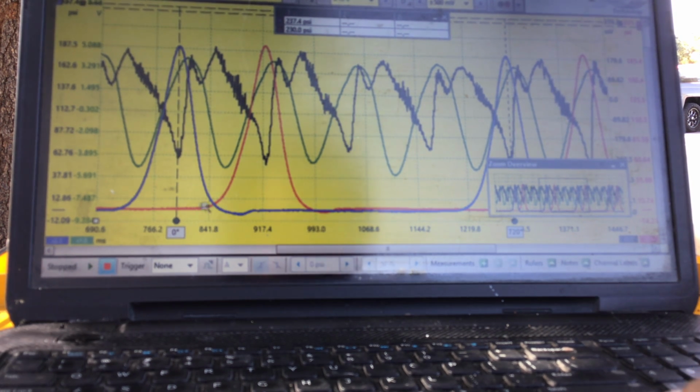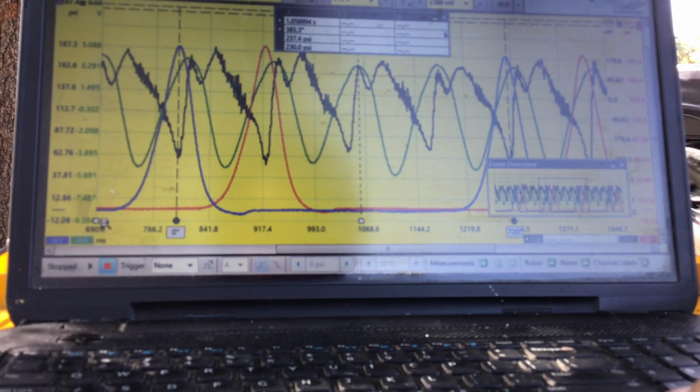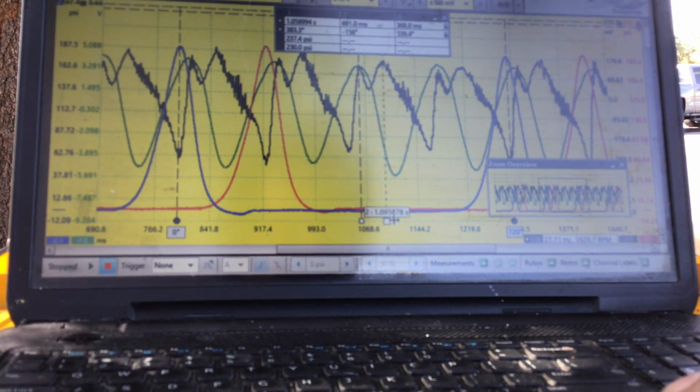So we're looking at 720 crank degrees, and I'm going to measure the overlap for cylinder 1, because that's the cylinder we're going to be concentrating on. That would be about right here. That's when the intake valve would open for 1, and here is where the exhaust valve closes.